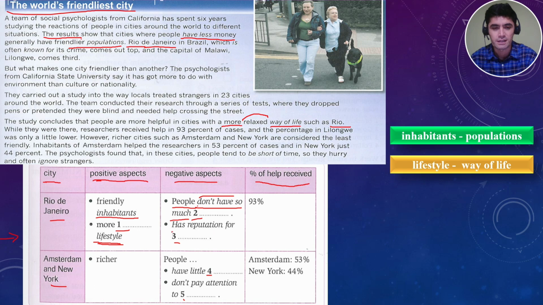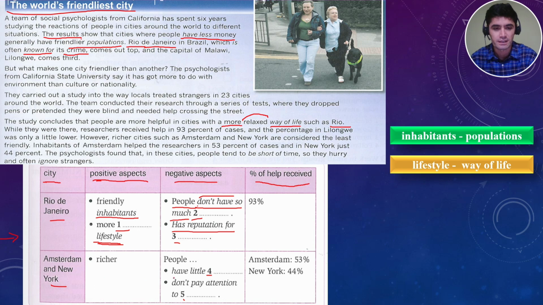So next, has a reputation for something. Has reputation. Let's try to find the part where reputation was mentioned. Right here. Rio de Janeiro in Brazil, which is often known for, has the same meaning as has a reputation for. Known for its crime. So the word crime is the answer here actually.